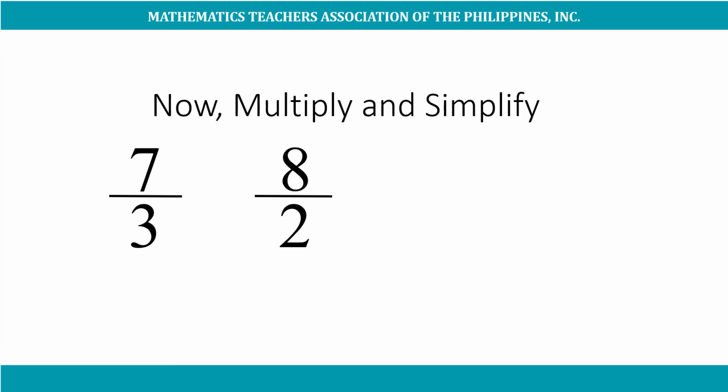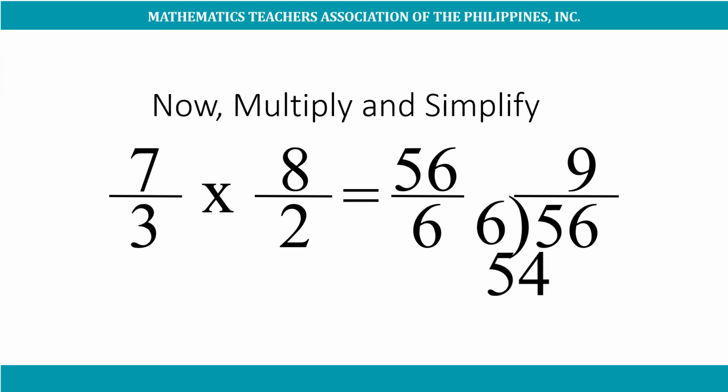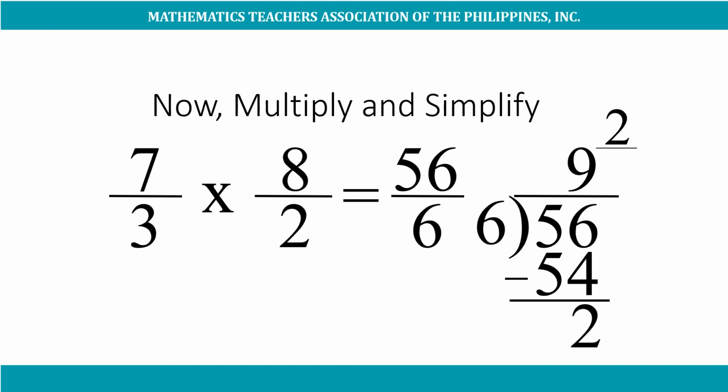So we have 7 over 3 times 8 over 2. Then, multiply the numerators and multiply the denominators. 7 times 8 is equal to 56 and 3 times 2 is equal to 6. Now our answer is an improper fraction, so we need to change it into a mixed number. So, 56 divided by 6. Now 56 divided by 6 is equal to 9, remainder 2 over 6.